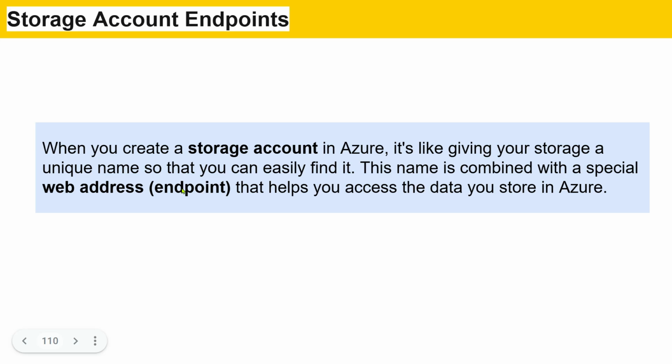So with the name, you have the account name. For example, I'll give company 123, some specific unique name, and that will have a URL. Adding both the name and the URL forms an endpoint. That helps you access the data you store in Azure.